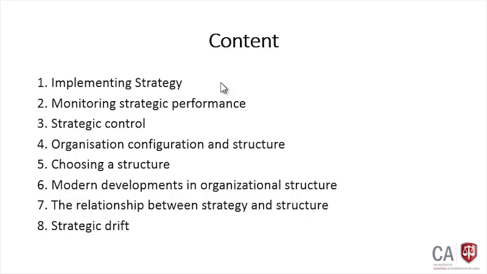In topic number 5, we look at the different strategic coordinative we have, choosing a structure under that. Topic number 6, we look at the modern development in organizational structure, what are the new structural options we have. Then topic number 7, we will look at the relationship between strategy and structure. Then topic number 8, we will look at the strategic drift.